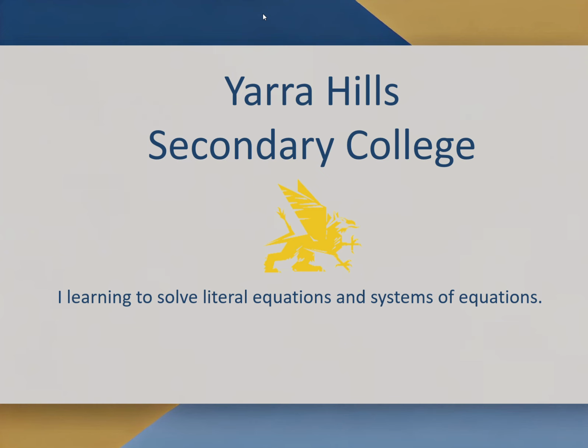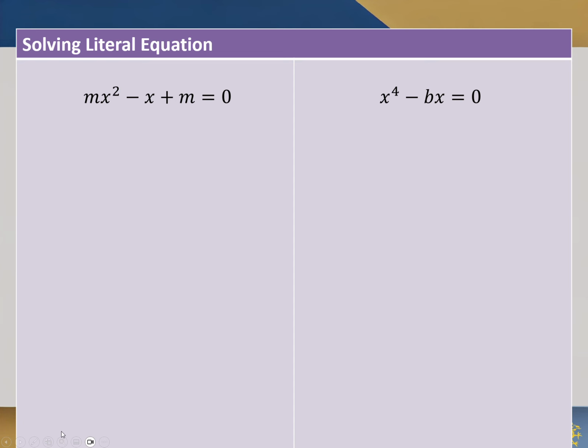Okay, so we are going to be working on solving literal equations and systems of equations. This is working from 4H of the Cambridge Methods textbook. To start off, we're just going to be looking at literal equations. With literal equations, we are dealing with other variables, so when we solve it, we're going to be solving it with m in our equation.